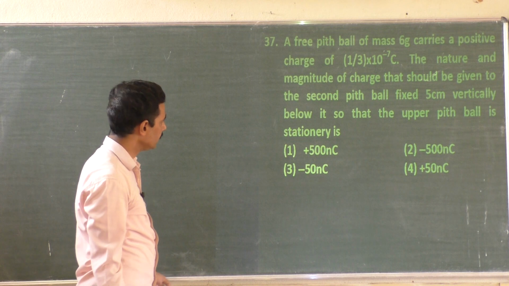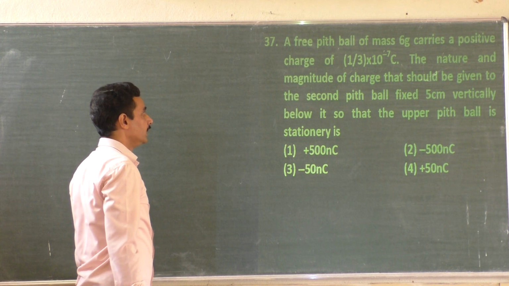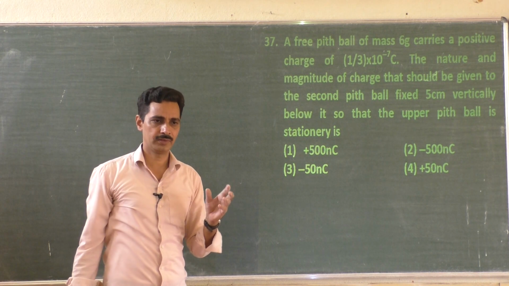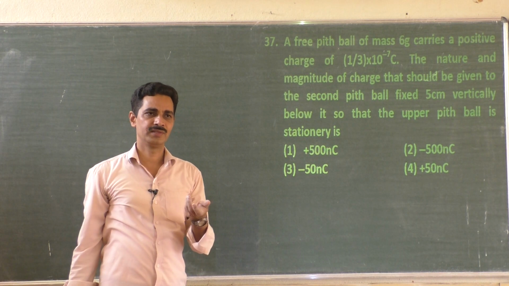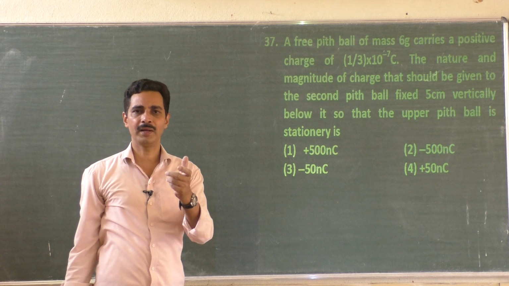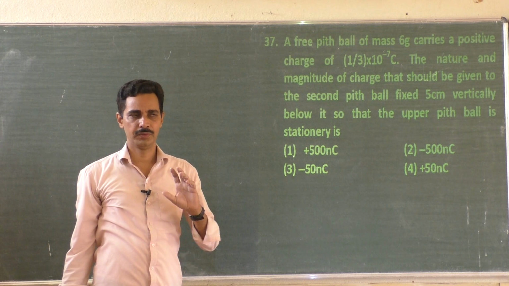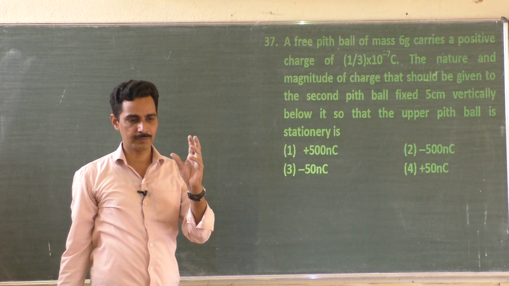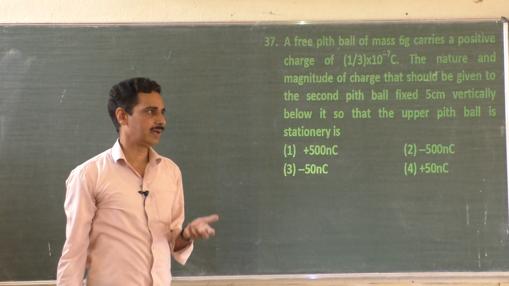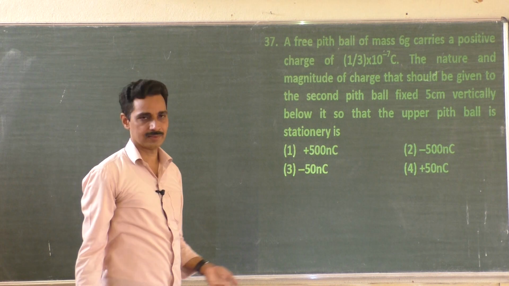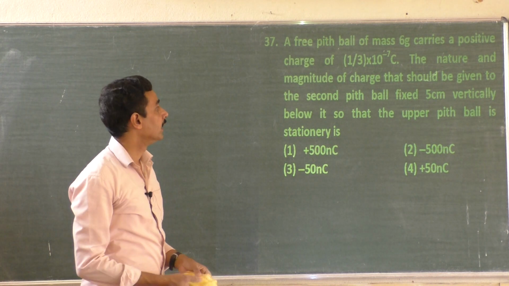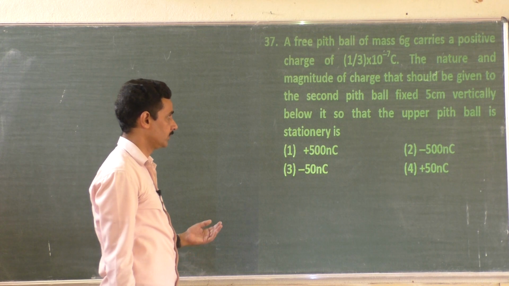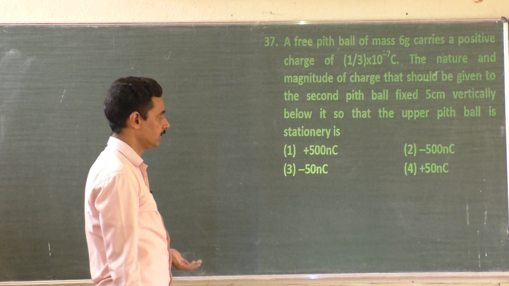Yeah. 37. A free pith ball. A pith ball is a type of sphere constructed using the core part of the stem of a tree. If you remove the core of the stem of a tree, you will get a powder-like material. It is made into a very light ball and it is given a charge. It is lighter. A free pith ball of mass 6 gram carrying a positive charge of 1/3 into 10 to the minus 7 coulomb.